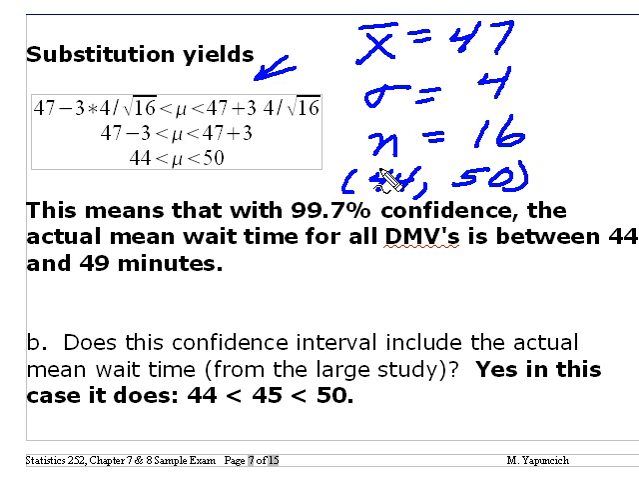Now, some tests are not good tests, and the actual population mean doesn't lie anywhere in that interval. So the question is, does this confidence interval actually capture the actual mean wait time at the DMV? And in this case, yes, because mu was 45, and 45 does lie in that interval.